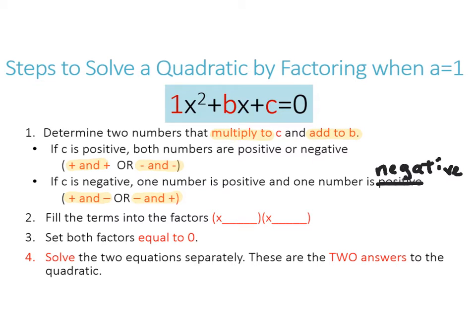Then you're going to fill the terms into the factors, set both factors equal to 0, and solve the two equations separately, resulting in two separate answers.